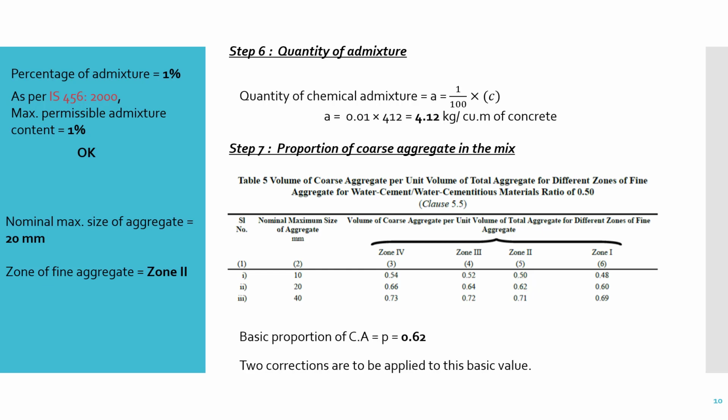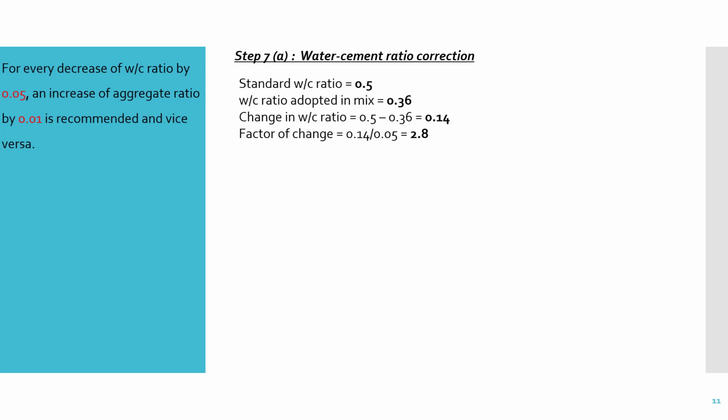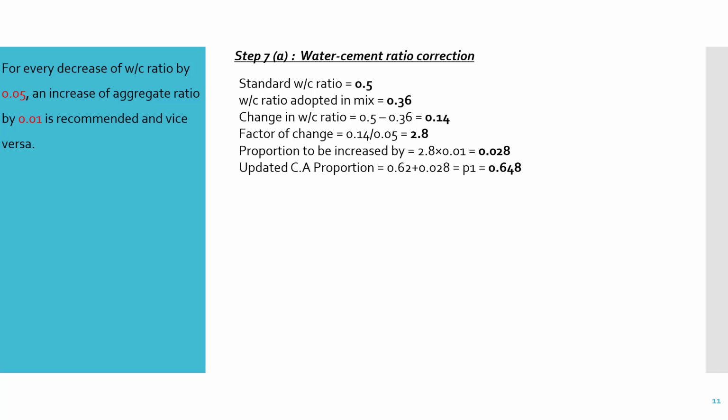Further, two corrections need to be applied on this value. First correction is water cement ratio correction. As per the standards, we need to increase the coarse aggregate proportion by 0.01 for every decrease of water cement ratio by 0.05. Standard value of water cement ratio is 0.5, whereas for our mix it is finalized as 0.36. Therefore, if we calculate the factor of change for slab of 0.05, we get the increased proportion of coarse aggregate to be 0.648.